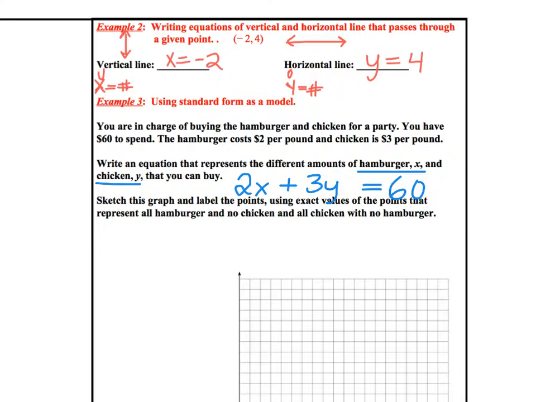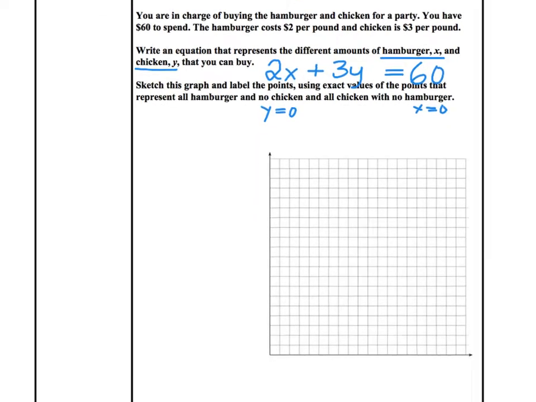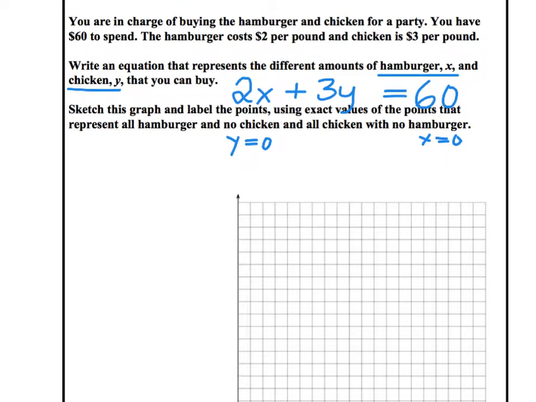When it says all hamburger and no chicken, that would be when Y is equal to 0, because chicken is Y. And then all chicken, no hamburger would be when X is 0, because hamburger is X. So since you have standard form, you're going to find the intercepts and then graph those, and you should have your graph. So we're going to find X and Y intercept just like we've been doing, and that should give us our information. So let's start with the X intercept.